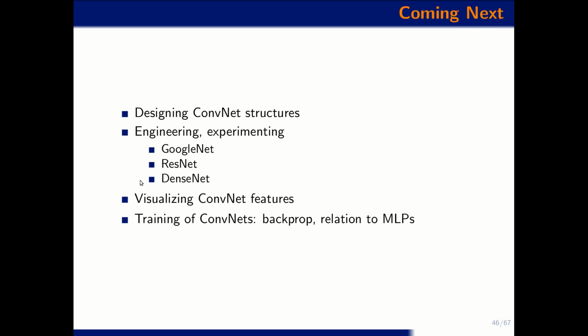And then we'll try to understand a bit better what kind of features ConvNets learn by looking at some visualizations of these features. And then in the end, we'll discuss training of ConvNets. And we will again use backprop, but now ConvNets are even more complicated than multi-layer perceptrons. So backprop is now more convoluted in convolutional neural networks. And we won't go into detail, but we will draw a relation to multi-layer perceptrons. We'll link back to multi-layer perceptrons to understand how backprop works in ConvNets.